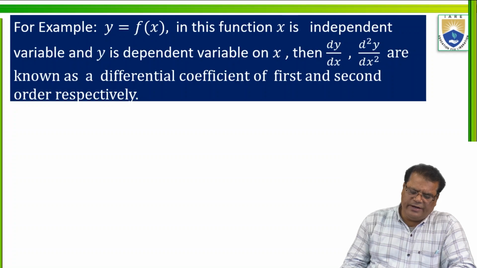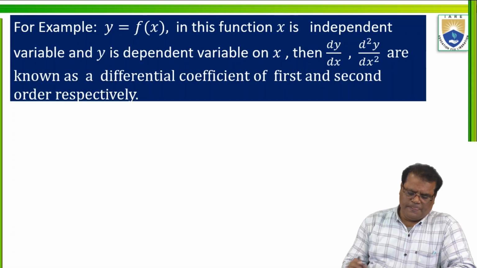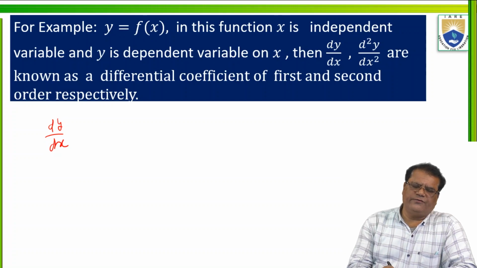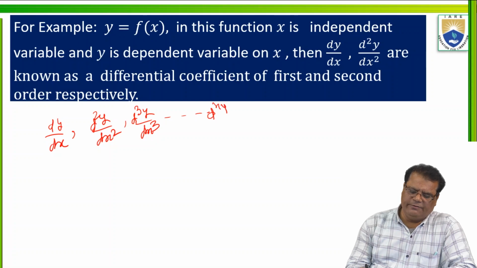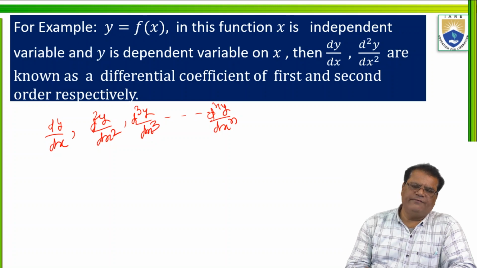We are showing here different differential coefficients and different orders. So here dy/dx, I am writing dy/dx. This is the first order differential coefficient. And next one, d2y over dx2, this is the second order coefficient. d3y over dx3, this is the third order coefficient. Similarly, we can write dny over dxn, this is the n order differential coefficient. Here is n time differentiating of y with respect to x. So this is the differential coefficient of n order.